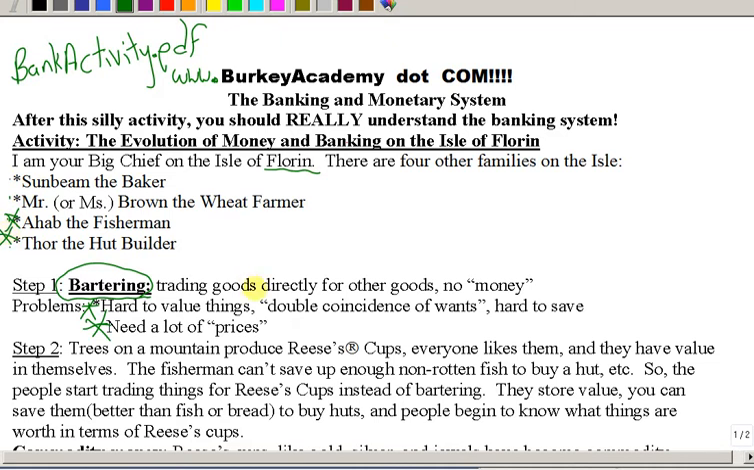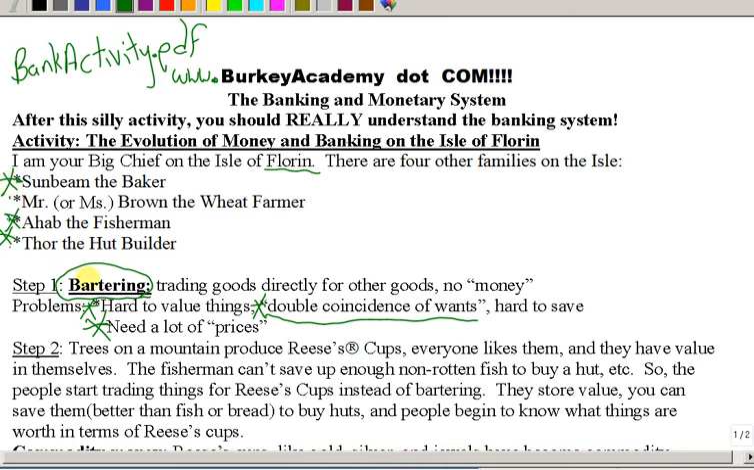Another problem we talk about with bartering is a double coincidence of wants. For example, if I'm the fisherman and I want bread, it just has to be the case at the same time that the baker wants fish. Maybe the baker doesn't want any fish. Maybe the baker wants wheat and a house or something like that. So bartering can be very cumbersome and it inhibits trade.